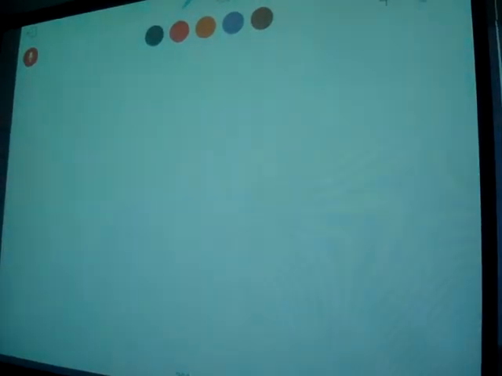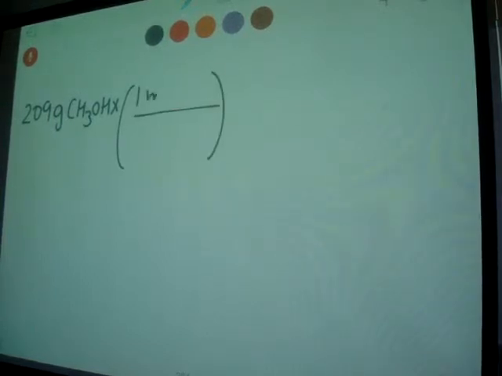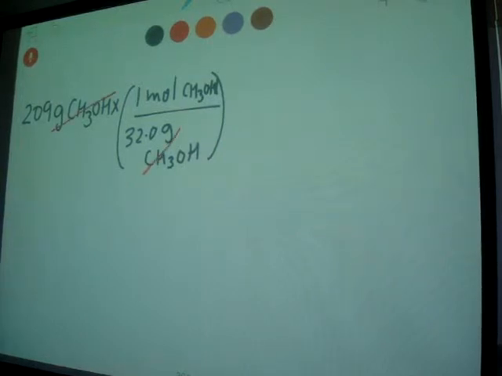We have 209 grams of methanol, CH3OH. We convert into moles of methanol. We know that 1 mole of methanol, this is the molar mass of methanol, is 32 grams of methanol. So when we do that, grams of methanol cancels, and we get moles of methanol.